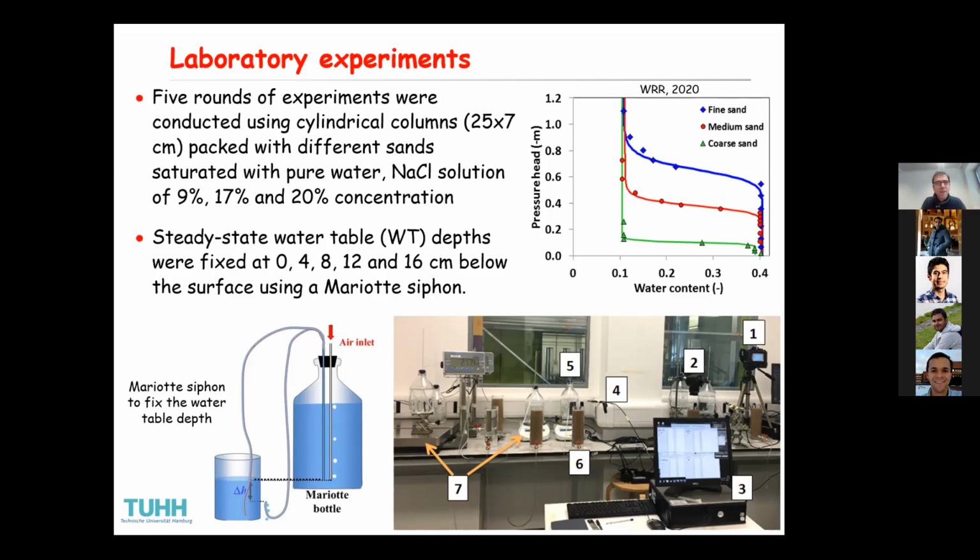We did a lot of experiments with different concentrations of salt, NaCl at 9%, 17%, and 20%, at different depths of water table. These are the depths that we used for different materials. Each round of experiment takes about 10 or 20 days, so it took maybe one year to conduct all of these experiments.